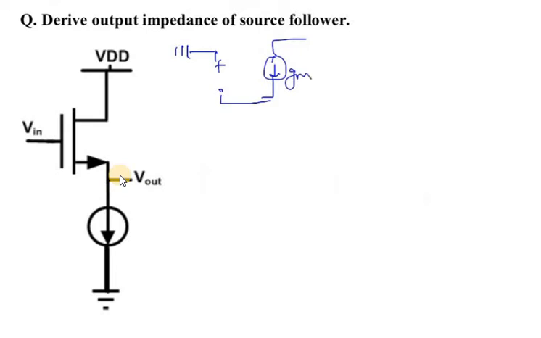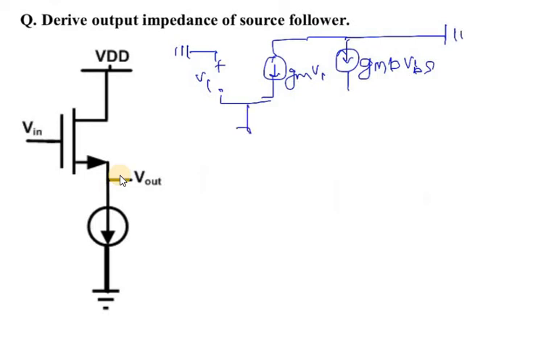This is gm. This gate voltage is, suppose, V1, so this will be gm V1. If you are considering the gmb, bulk to source transconductance, gmb VBS, this is B. Drain terminal is connected to VDD, so it will be grounded. At the source I am putting one voltage source Vx. Let's say this voltage source value is Vx and the current drawn by this voltage source is Ix.